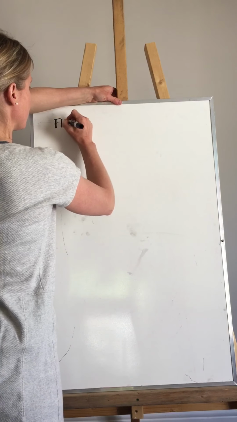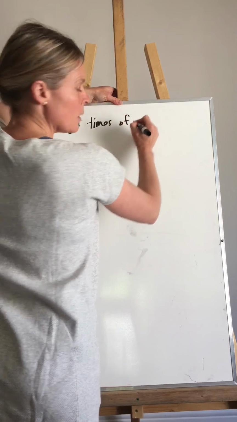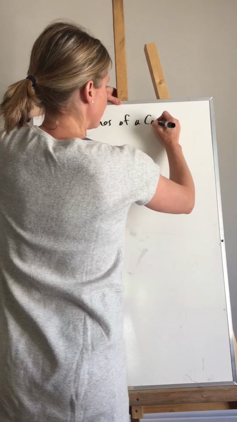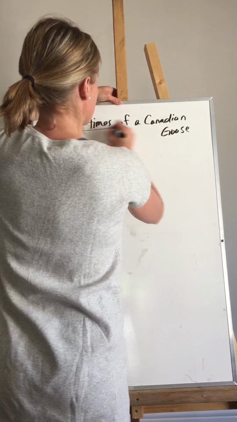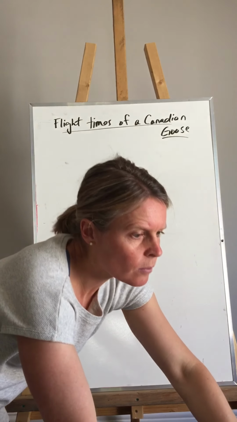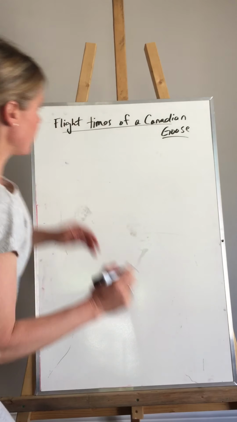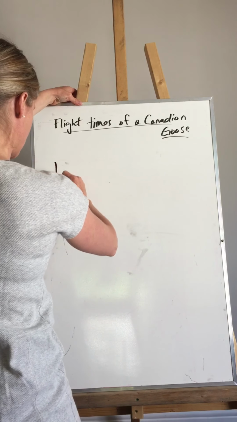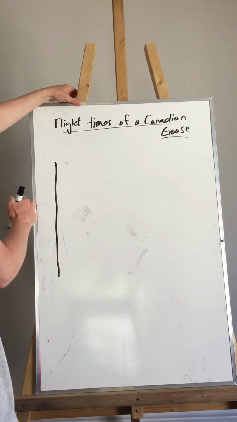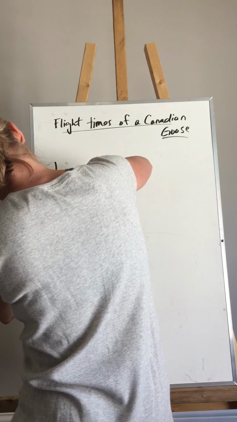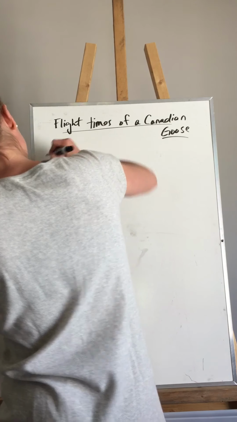So our first example, it's flight times of a Canadian goose. Okay, so it had a GPS collar on it, and this is flight times of a Canadian goose. Okay, so that's just the title of the graph. So my graph is not going to be perfect, but we're going to just kind of do our best here. So on my dependent axis, my y-axis, it's distance in kilometers, okay?